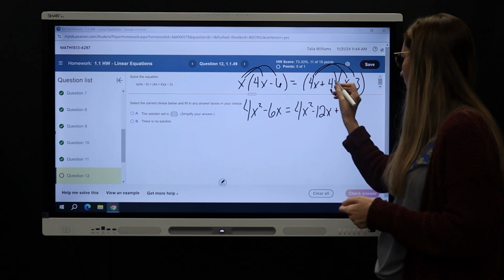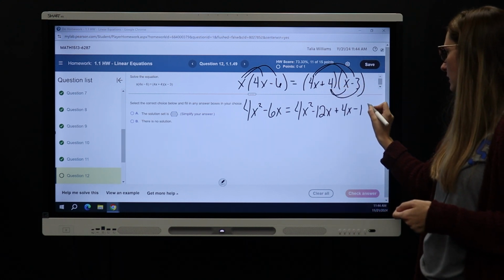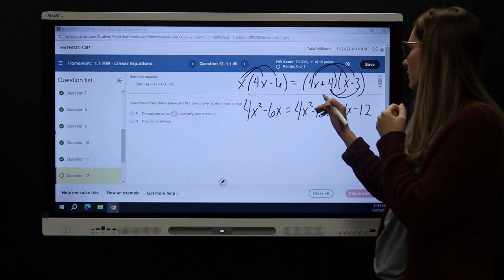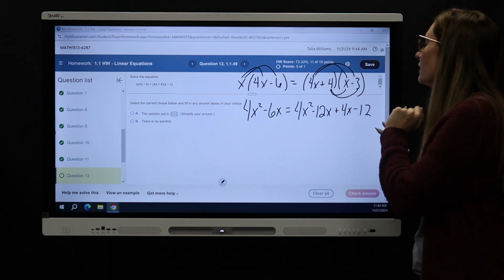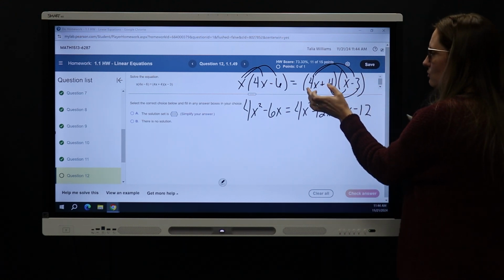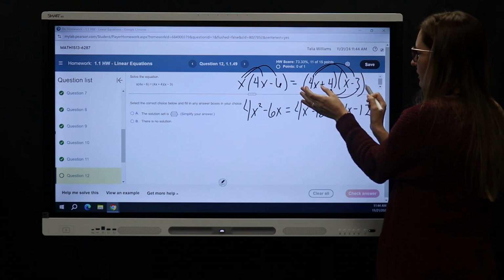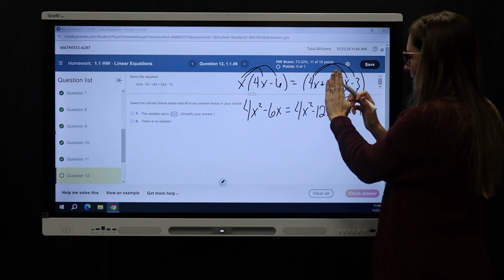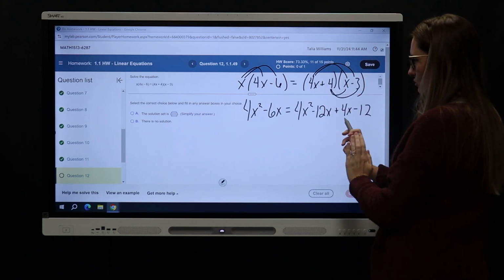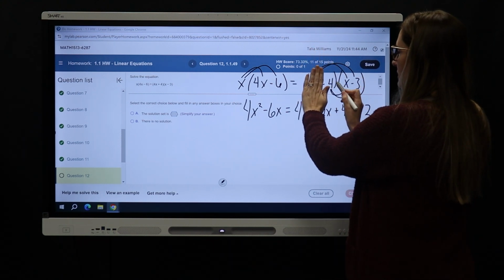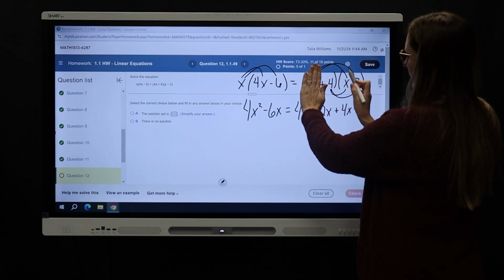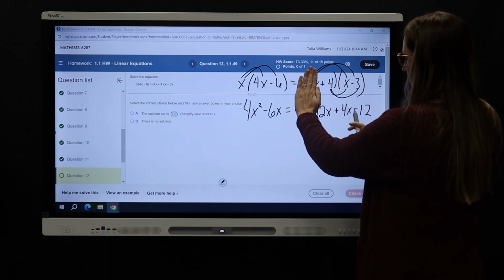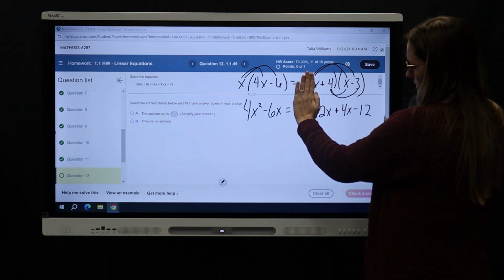4 times negative 3, be sure you watch your signs here, is negative 12. Whenever you're multiplying, you take whatever this first number is and multiply by everything in these parentheses. So that's how we did 4x times x to get 4x squared, 4x times negative 3 to get negative 12x. Then you take your second term and you multiply by everything in those parentheses. So 4 times x is 4x, 4 times negative 3 is negative 12.